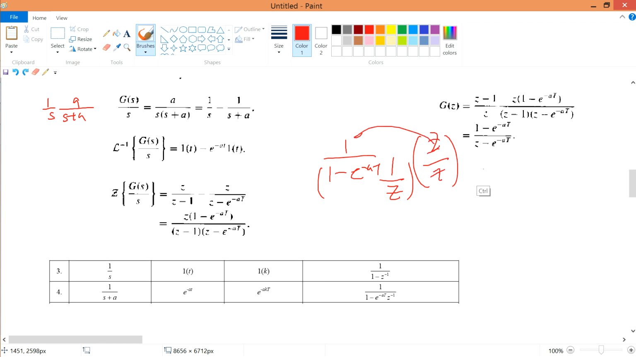So this thing becomes z, and this z will multiply with this z over here. Then they will cancel each other and become 1. Therefore you have minus e minus at, right? Which is shown over here.